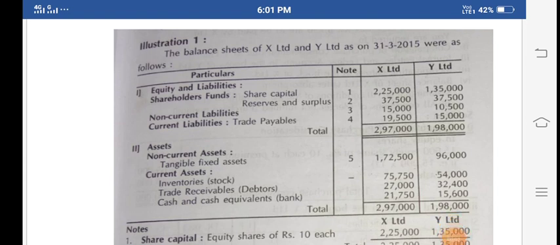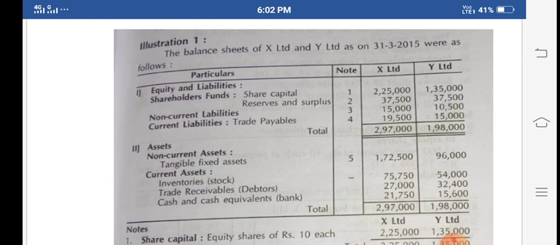Hi students, this lecture for BBA 4th semester is on corporate accounting. We saw the theoretical part related to the amalgamation of companies in the nature of merger as well as in the nature of purchase. I hope all of you understand that theoretical part, and now in this session we will see the problem on amalgamation.